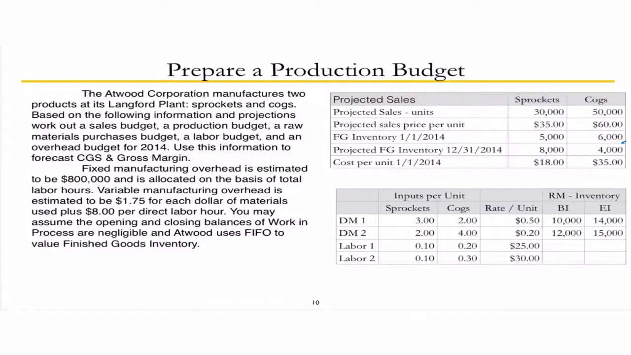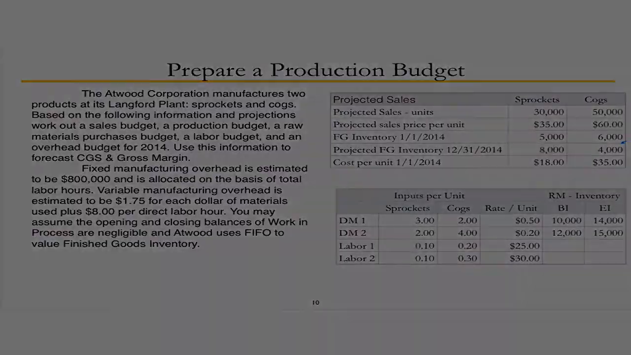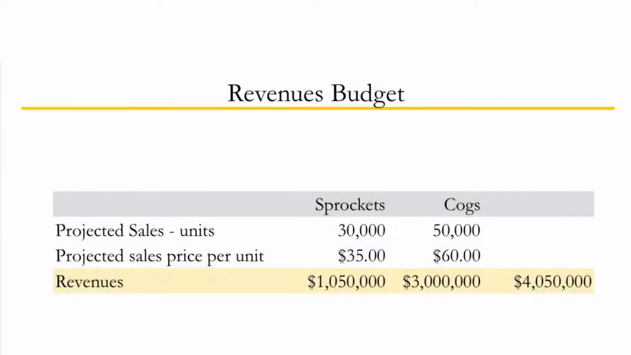This is a solution to the production budget exercise we did in class. The first step is to create a revenues budget. The revenues budget is just the price times the quantity for each of the products. You can see the results here.